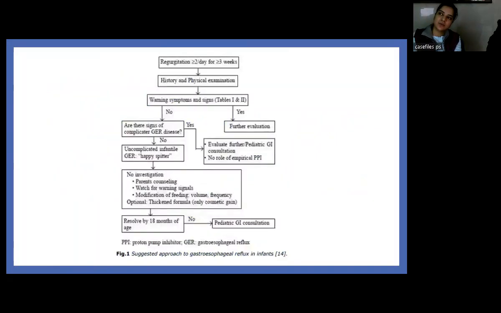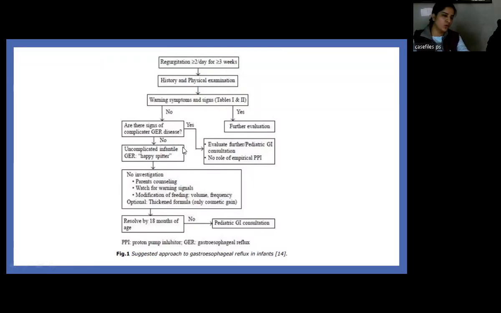This is the diagnostic approach. It is published by SGPGI Lucknow, and I have taken this approach from that paper. In infants, they have described that if any patient has features of GER, history and physical examination is done, and if any warning signs that I have mentioned before are present, then further evaluation has to be done as per the clinical symptoms. If there are no warning signs but there are signs of complicated GER disease, then they have to be further evaluated by pediatric GI consultation.